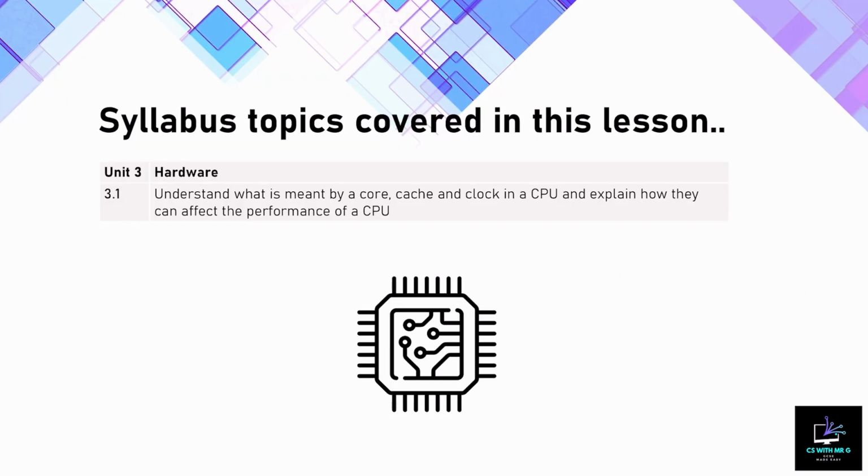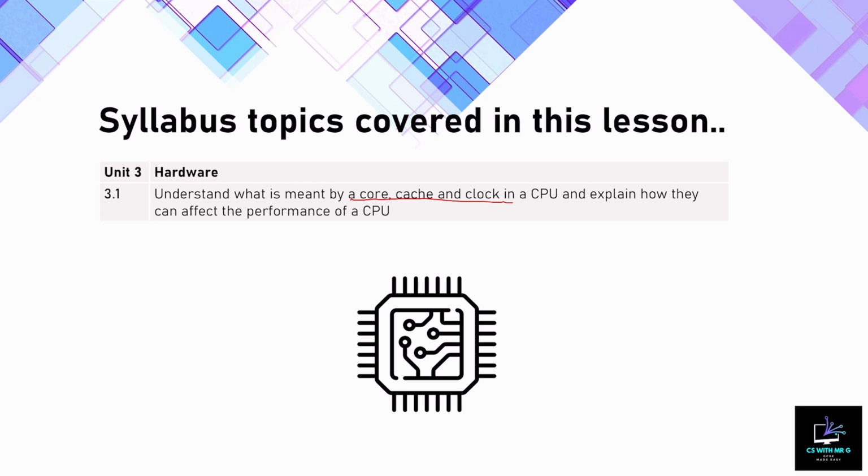So our learning objectives today are quite small, and we're looking at the terms core, cache, and clock speed within the CPU and explain how the performance of the CPU is affected by these three things. So if you need to go back a lesson to understand the basics of the CPU and all of the components inside, by all means do so.